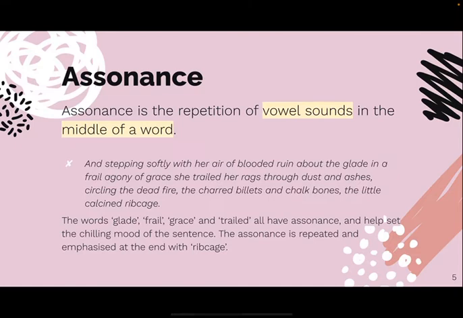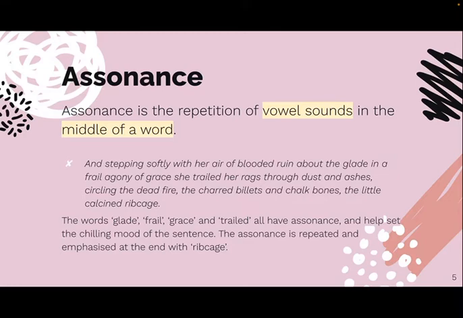Assonance is a similar kind of idea, but it's the repetition of vowel sounds in the middle of a word. Okay, so in this extract here we have, and stepping softly with her air of blooded ruin about the glade in a frail agony of grace, she trailed her rags through dust and ashes, circling the dead fire, the charred billets and chalk bones, the little calcined rib cage.